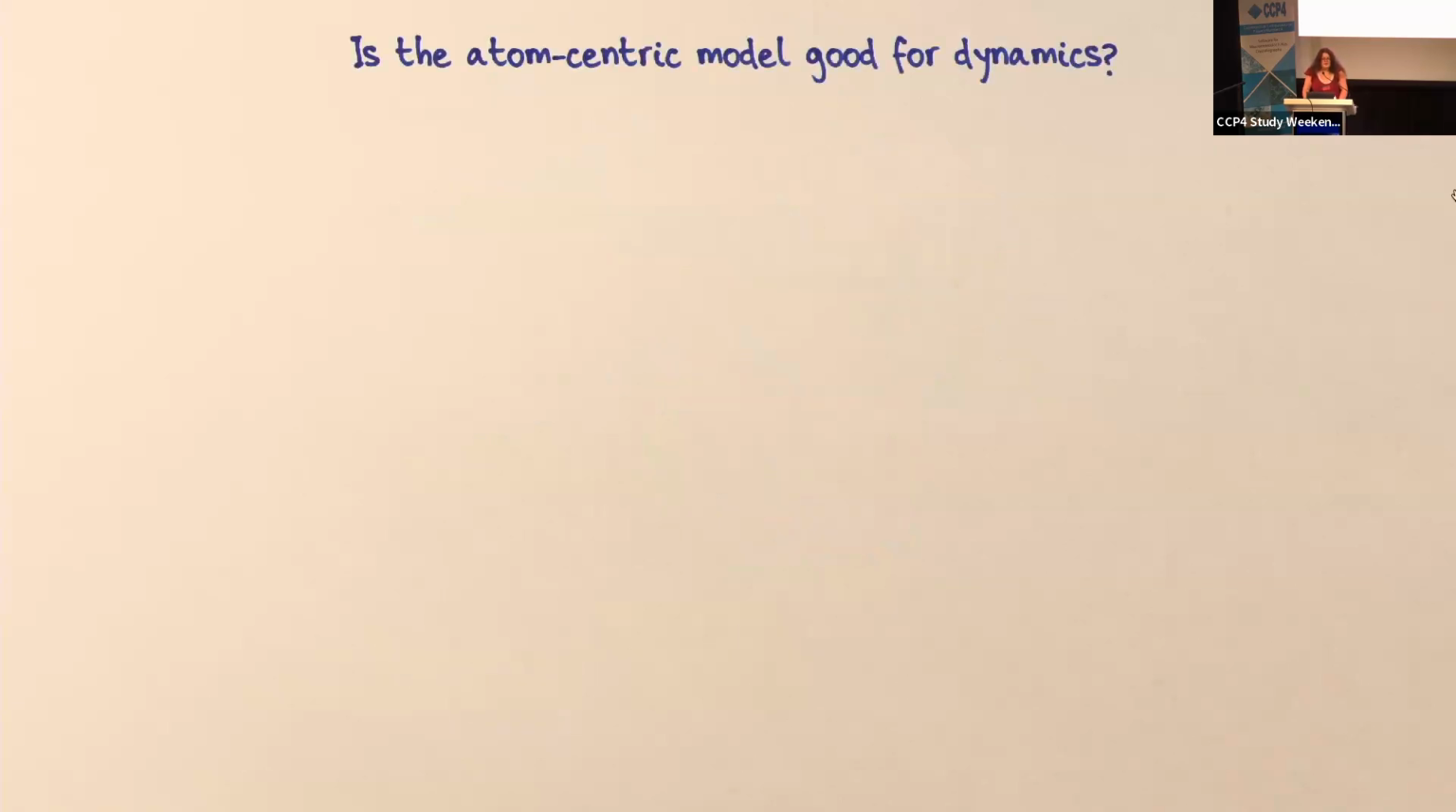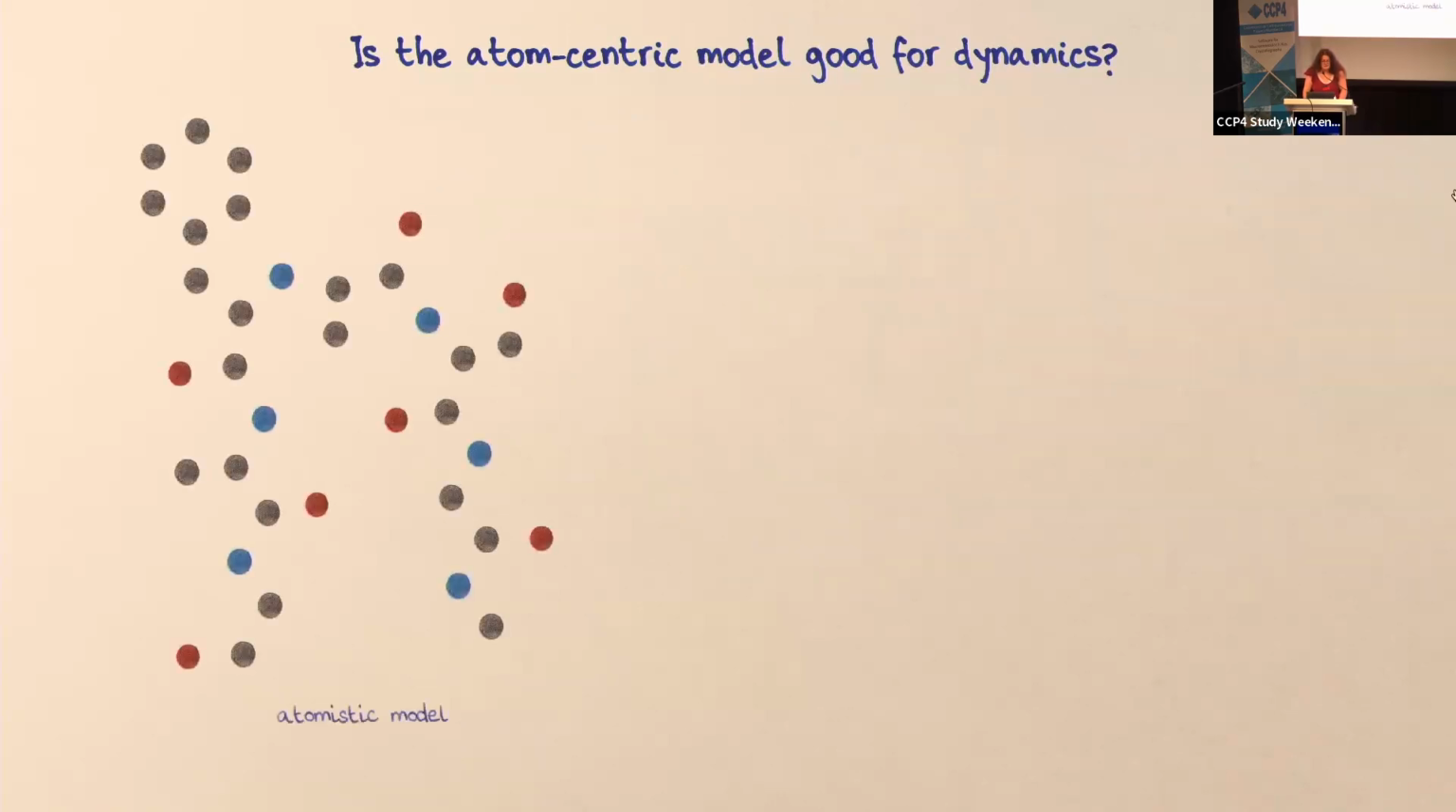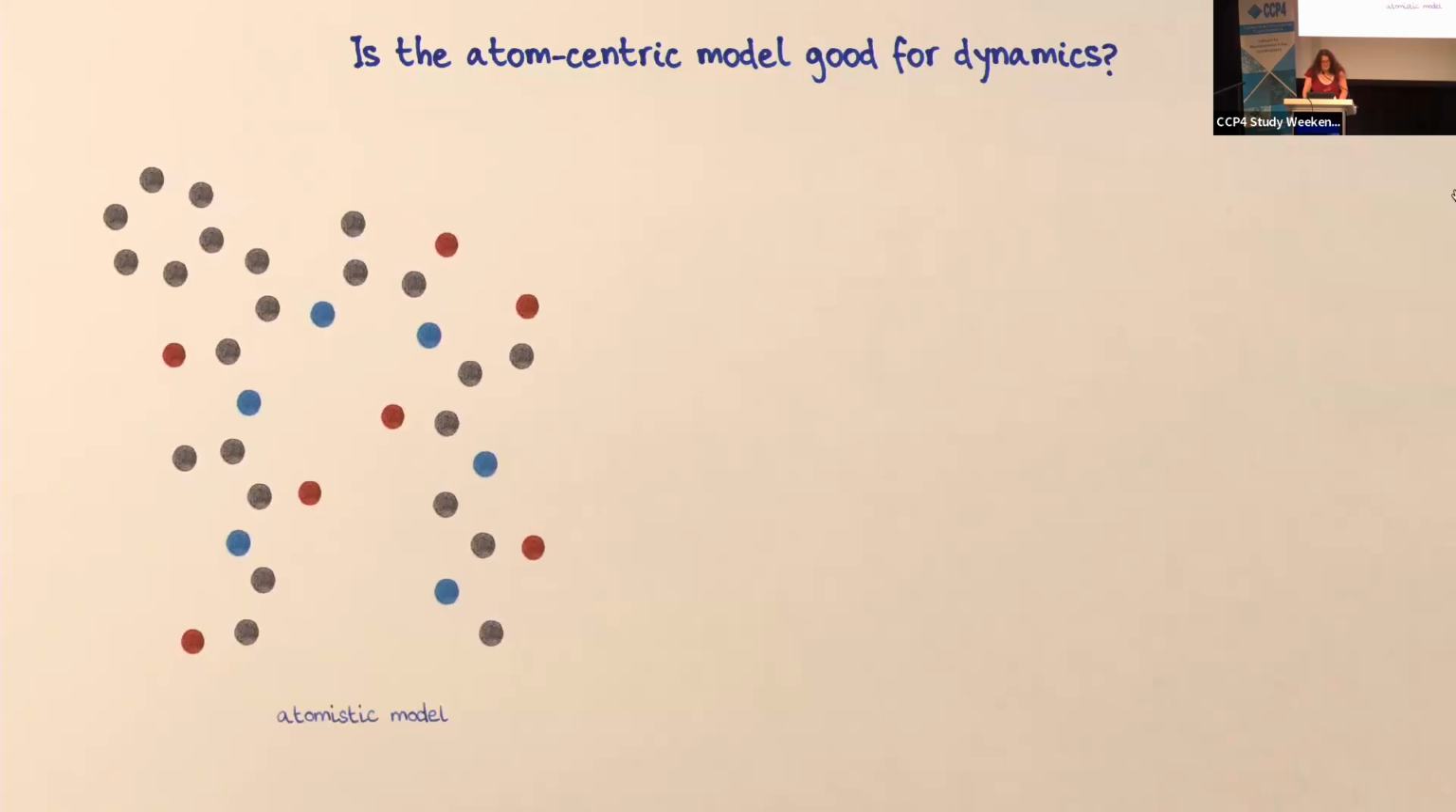One of the questions is: is the atom-centric model actually good for dynamics? If I interpolate between two states in an atomistic model, then as soon as I start to change my structure, the atoms all move too close together, and you start to violate the bond length and angle geometry restraints in your model. So I'm not a big fan of using atomistic parameterization to describe dynamics.